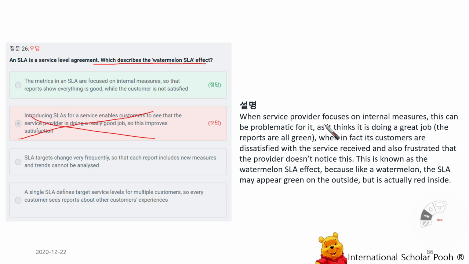When a service provider focuses on internal measures, this can be problematic, as it thinks it is doing a great job. The reports are all green, when in fact the customers are dissatisfied with the service received and also frustrated that the provider doesn't notice this. This is known as the watermelon SLA effect, because like a watermelon, the SLA may appear green on the outside, but actually be red inside.